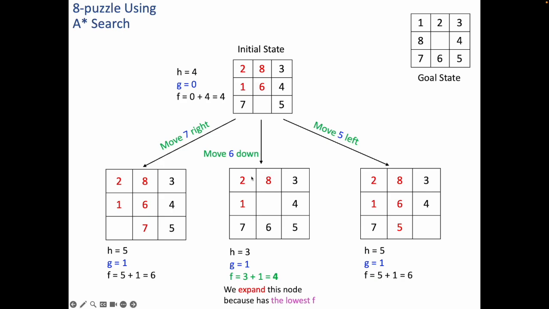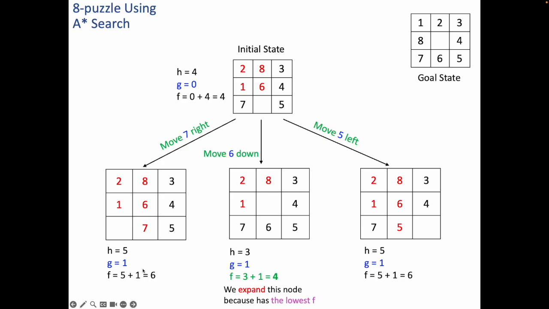Here we have 3 tiles that are misplaced compared to the goal state. And here again, we have 5 tiles misplaced compared to the goal state. And for all of them, G is 1 because we are at depth 1. And the total cost will be the sum of G plus H, right?